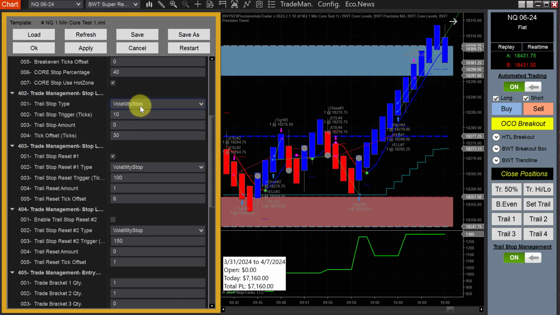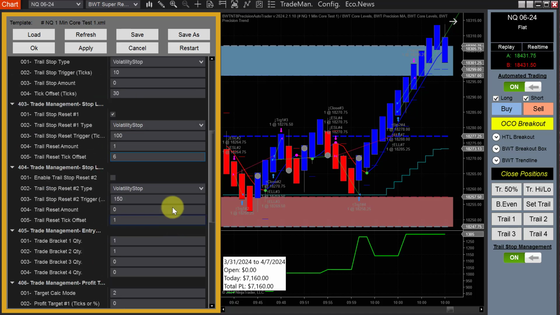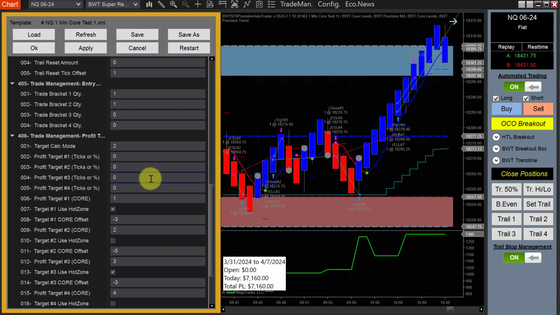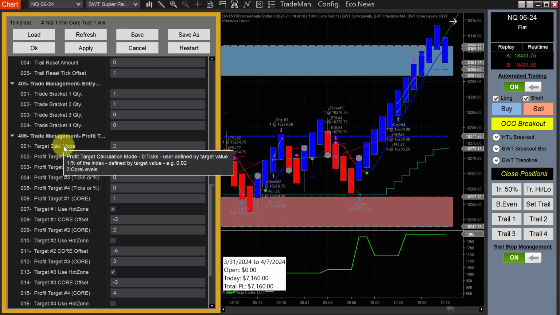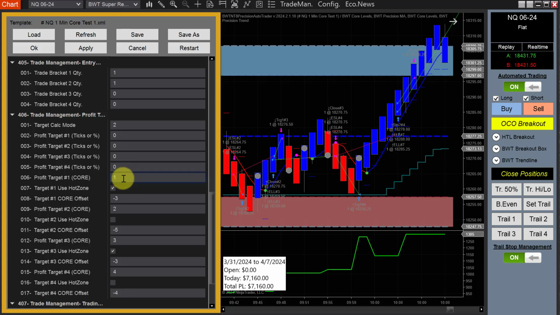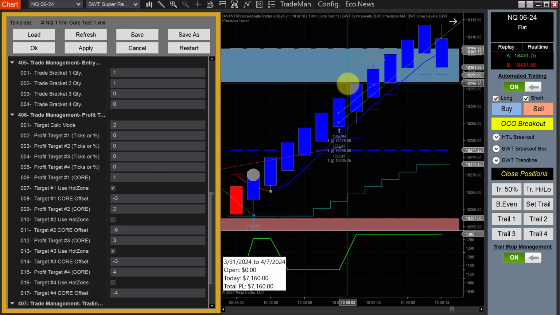And so I'm starting with a volatility stop of 30 ticks, and then at 100 ticks, it's the volatility stop 1 bar ago minus 6 ticks, and that's it. Only one trail stop reset here. And my target calc mode, if you mouse over this, you can see the core levels here, number 2. So my first target, no matter where I enter, is 1 core line away. My entry here, for example, is 1 core line away right here. And for target 1, I also said use hot zone.